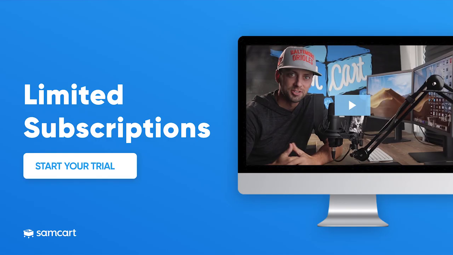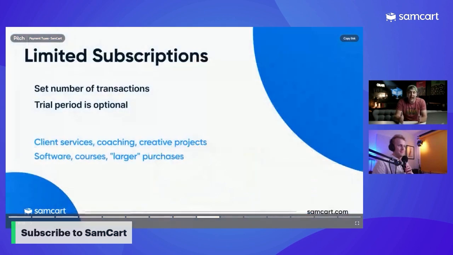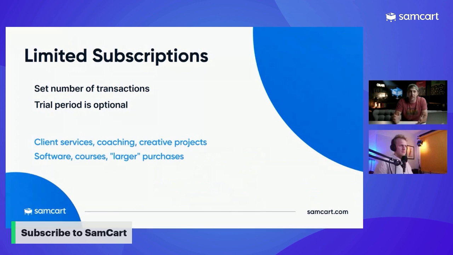There are two types of subscription models in SamCart. First, we did recurring. Now let's do limited. What is the difference? A limited subscription stops after a certain number of payments. That's the only difference, right? A subscription goes on forever, however many months, days, or years, whatever interval you choose.